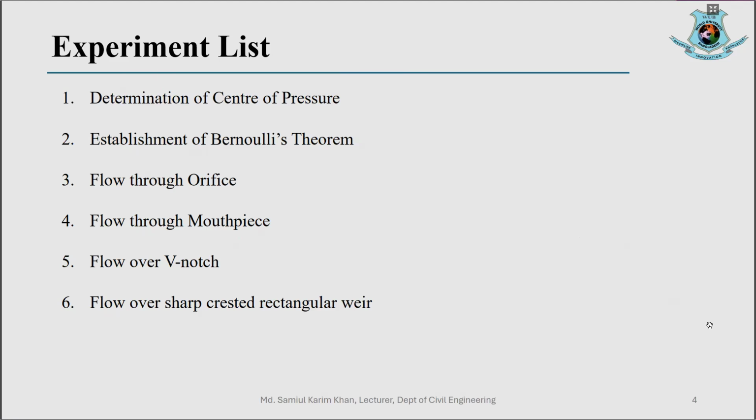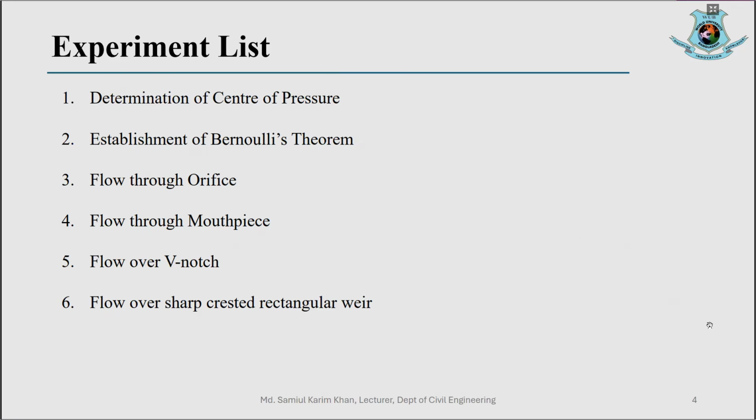Here is the experiment list. The first experiment is determination of center of pressure, and the second one is establishment of Bernoulli's theorem. The third experiment is flow through orifice. The fourth is flow through mouthpiece. The fifth one is flow over V-notch, and the last one is flow over sharp-crested rectangular weir. Actually, all of the experiments will be discussed in detail in different classes.